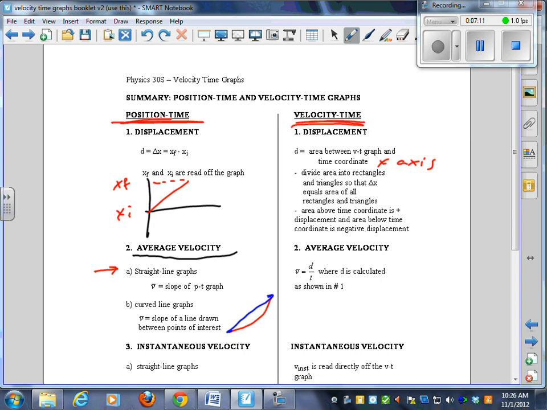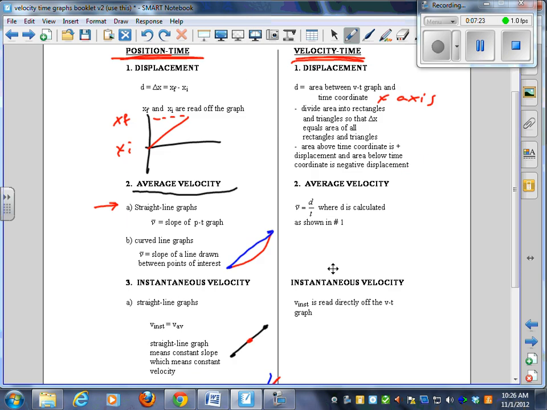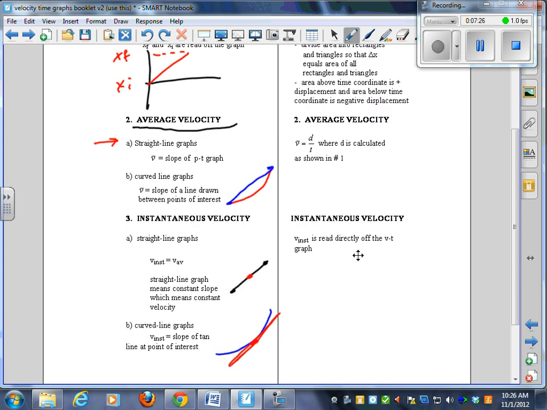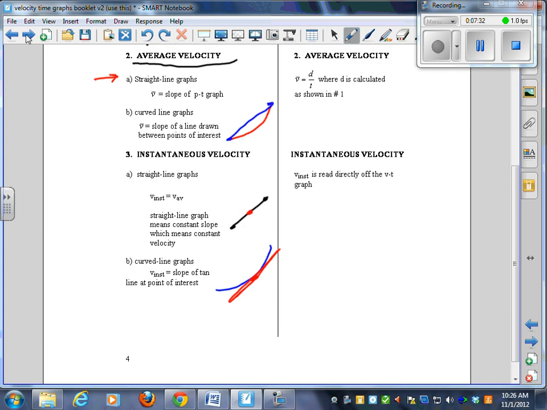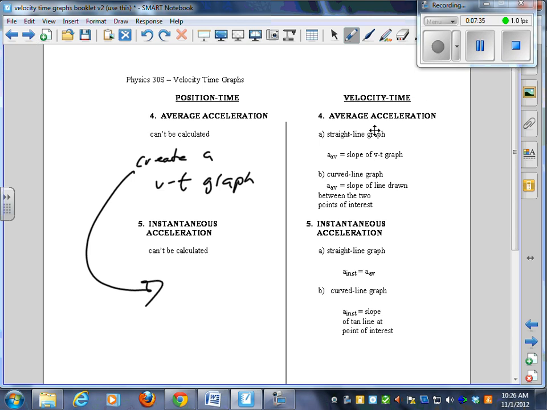If I ask you to find average velocity, then the first thing you do is find the displacement using the area, and then use v bar equals d over t. If I ask you to find instantaneous velocity, you smile because that's the easiest one. You just read it directly off the graph. And if I give you a VT graph and I ask you to find average acceleration, here's where you've got two possibilities. It could be a straight line graph, and you simply find the slope. If it's a curved line graph, then you draw a line between the two endpoints and find the slope of that line. That's for average acceleration.